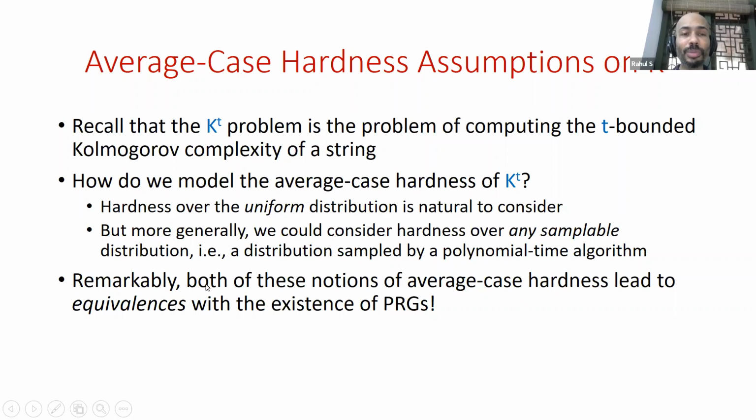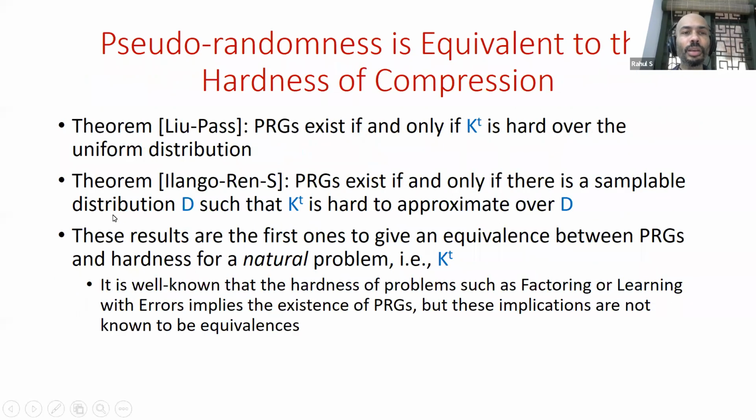And remarkably, both of these notions of hardness lead to equivalences with existence of PRGs. So the question I asked before, can PRGs be based on average case hardness of compression, turns out to have a positive answer. There are these two theorems. Liu and Pass, from last year, show that PRGs exist if and only if K^T is hard over the uniform distribution.